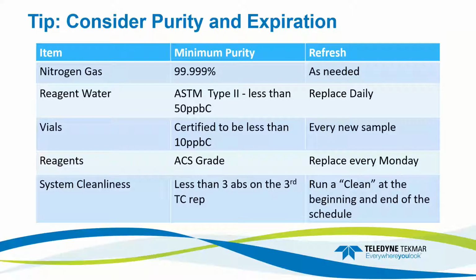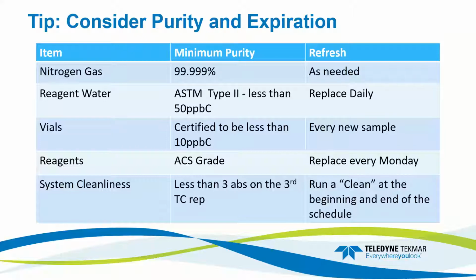This is the minimum specs on the screen that we suggest for low-level analysis. Some things to consider when setting up the Fusion and buying reagents. Obviously we need ultra-pure gas, and reagent water, ASTM type 2, less than 50 ppb of carbon. Especially when we're working in the pharmaceutical realm, our reagent water, according to USP 643, should be less than 100 ppb. We can also get certified water that needs to be replaced daily.